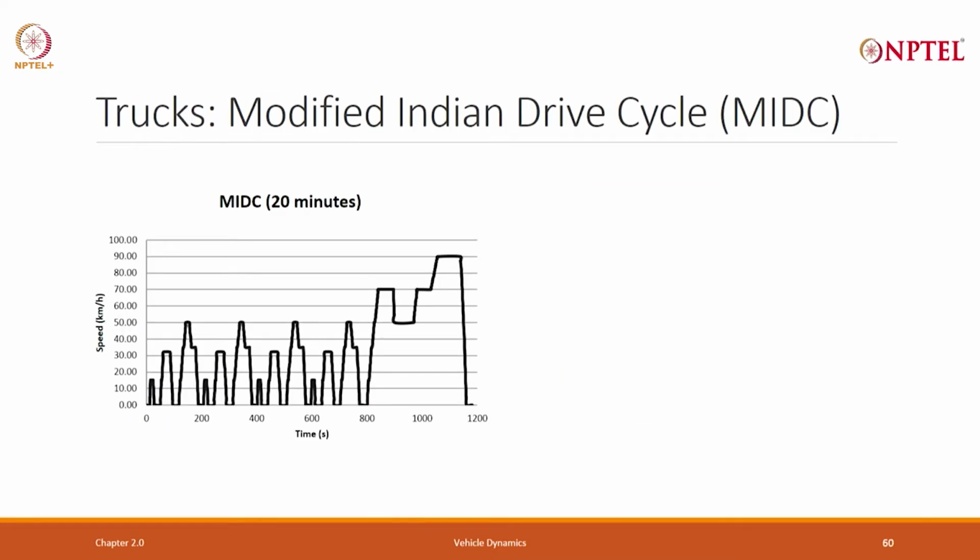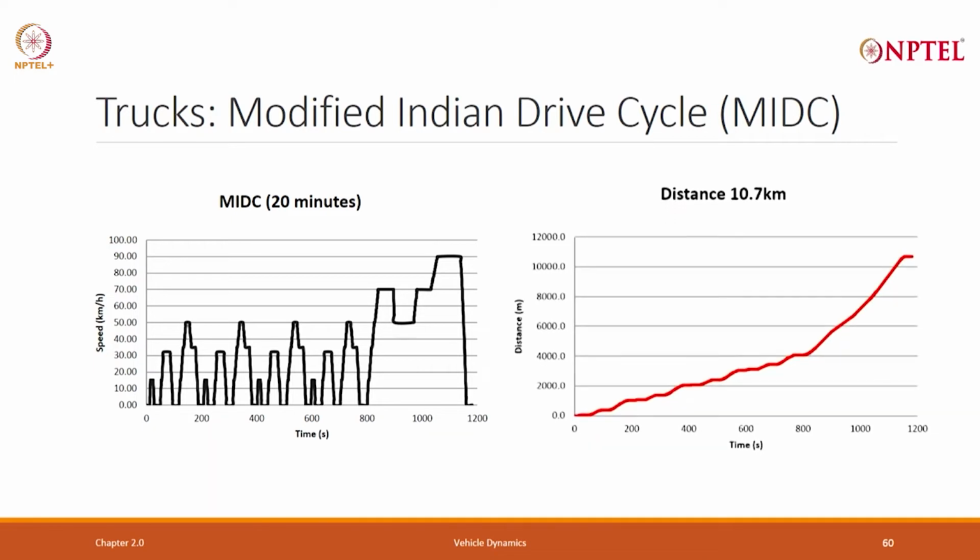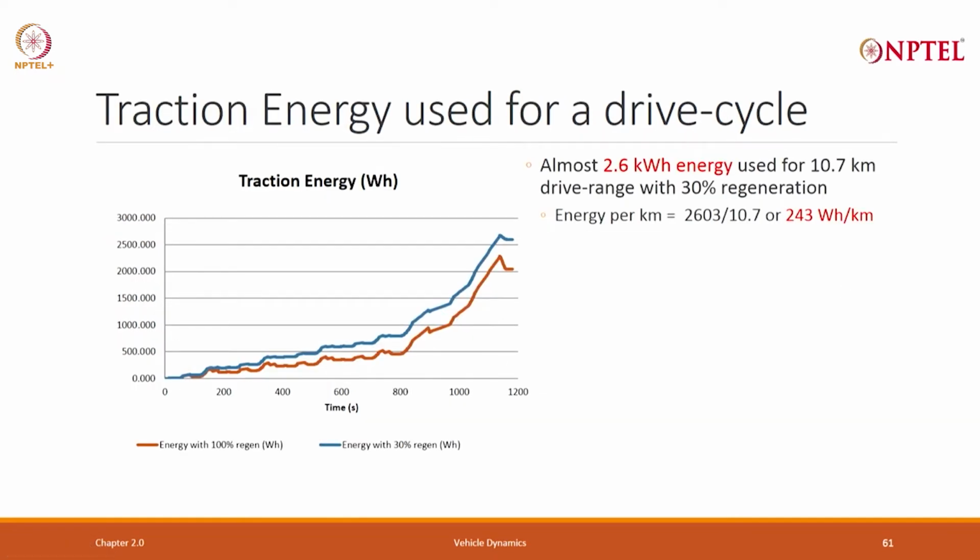But what I have done is I have taken the same MIDC cycle, same distance of 10.7 km, no slope, I have not taken slope into account, and I have actually calculated the energy requirement. And you find that I have done it for 30% regeneration and I have done it with 100% regeneration. At 30% regeneration, this number is right, 2603 watt hour it consumes in 10.7 kilometer, it consumes close to 243 watt hour per kilometer.